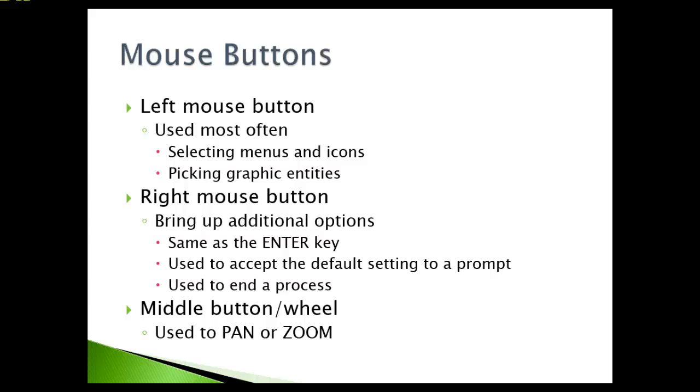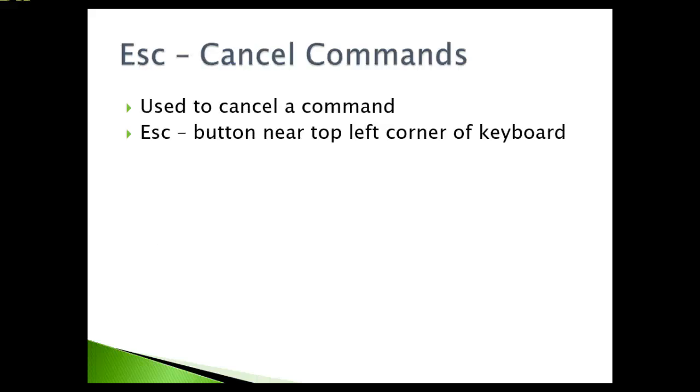Another thing that's important to understand how to use in CAD is how to use your mouse buttons. Your left mouse button is pretty standard. Anytime that you want to click around, that's the button that you're going to use. Your right mouse button is going to be used to bring up additional options, just like it would in most other CAD programs. And then what's really nice is that middle button on your wheel mouse. You can use that to pan. If you push down and move your mouse left to right, you can pan across your drawing. And if you roll it forward or backwards, that allows you to zoom in or zoom out.